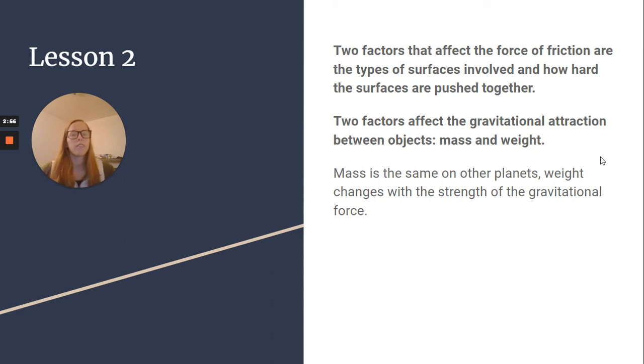Two factors that affect the force of friction are the types of surfaces involved and how hard the surfaces are pushed together. Two factors affect the gravitational attraction between objects, mass and weight. And then just remember, mass is the same on other planets, but the weight changes with the strength of the gravitational force. So if you go to the moon, your weight is going to be different, but your mass is still the same, because obviously you don't change, but the gravitational force does.